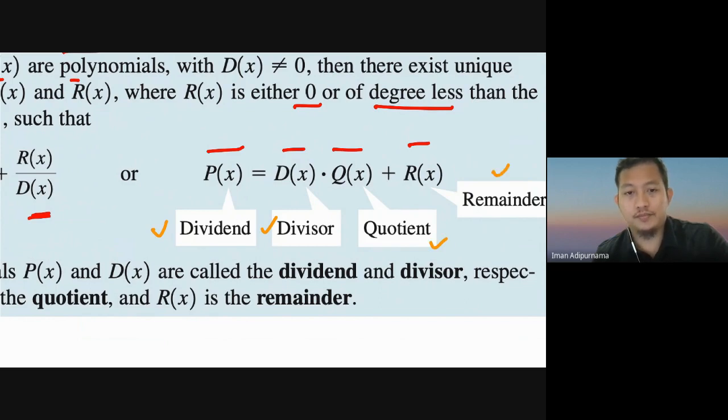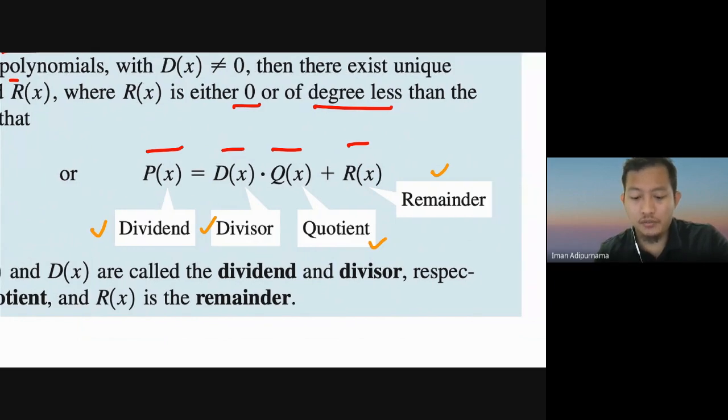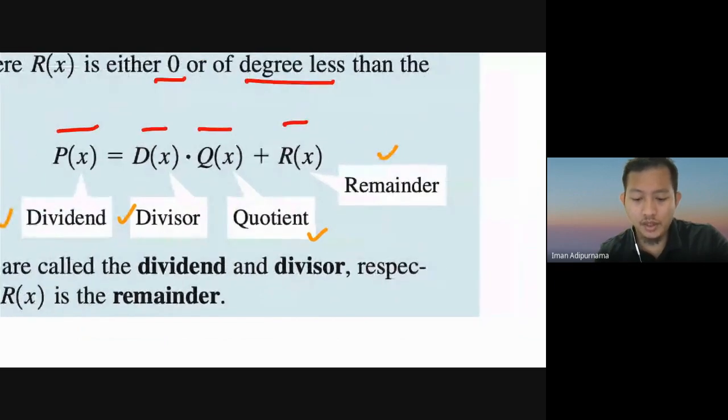We call these the dividend, divisor, quotient, and remainder. If you mix up dividend and divisor, it is not necessary to remember; you know that this is the polynomial you want to divide. That's fine. The ones you need to remember are the quotient and remainder, because we will mostly observe the remainder.